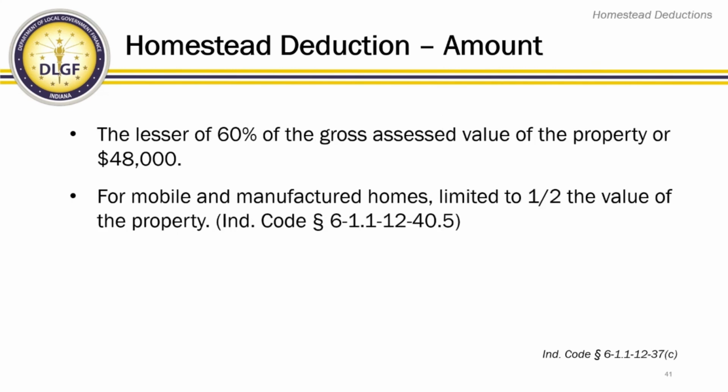So the amount of the deduction, like I mentioned on an earlier slide, had been increased. Prior to the repeal of the mortgage deduction, it was the lesser of 60% of the gross assessed value of the property, or $45,000. Now it is the lesser of 60% of the gross assessed value of the property, or $48,000. Similar to some of the other deductions we've looked at for mobile and manufactured homes, the deduction amount is limited to half of the value of the property.